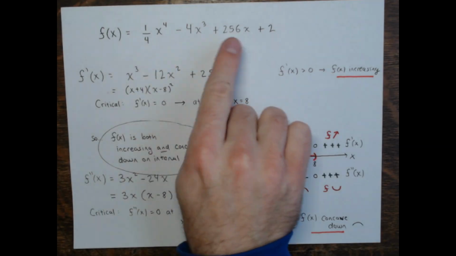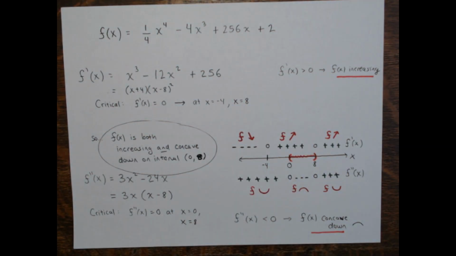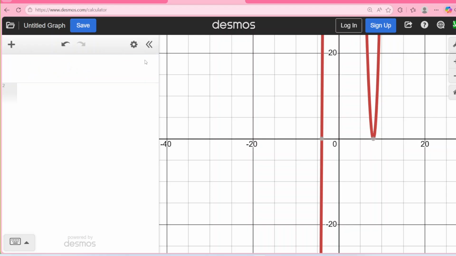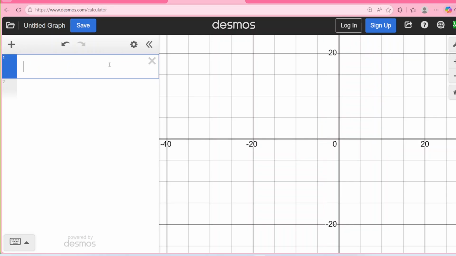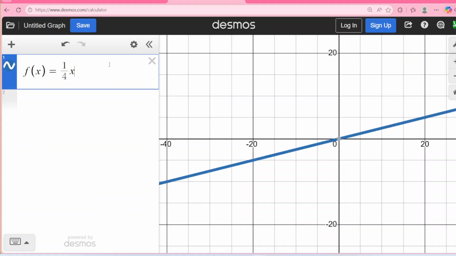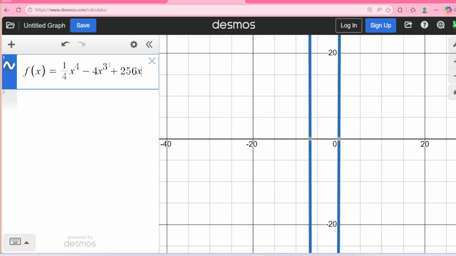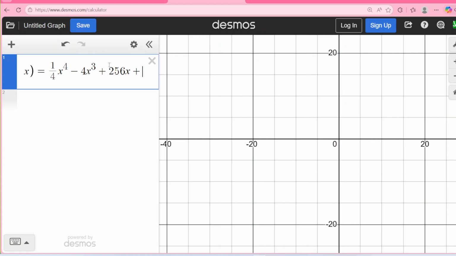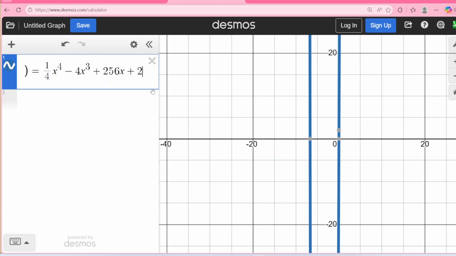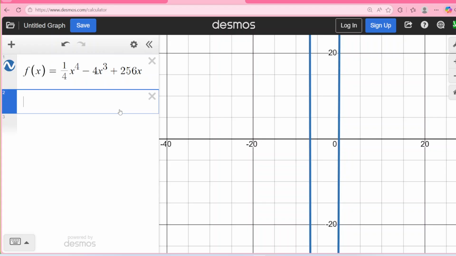Now, let's go to Desmos. I'll put this function in, and we'll see that. All right. So again, let's put in the original function, just f. f of x was this, 1/4 x to the 4th minus 4x cubed plus 256x, and then plus 2. And we said, between x equals 0 and x equals 8. So let me put in those points.